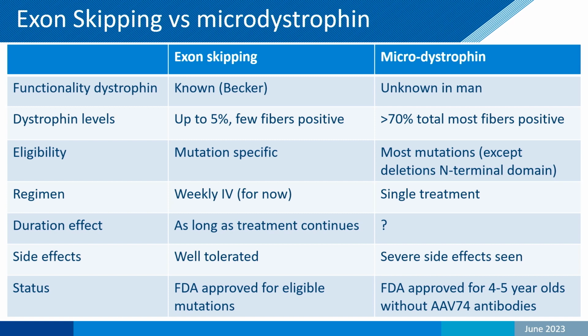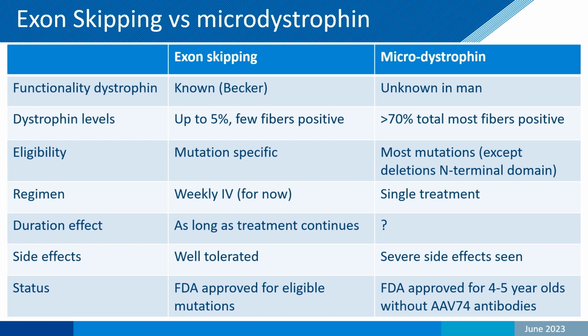There's also eligibility differences. Exon skipping is mutation specific, so you can have exon 45 skipping, 51, 53, those are approved. But if you have a different type of mutation and you need another exon to be skipped, then there's nothing yet that applies. And also there's mutations where exon skipping will not be possible. For microdystrophin, it's available for almost all mutations except patients who have a mutation at the beginning of the protein. The regimen differs as well. Gene therapy has to happen once, but exon skipping, currently the approved exon skippers, weekly intravenous infusion.